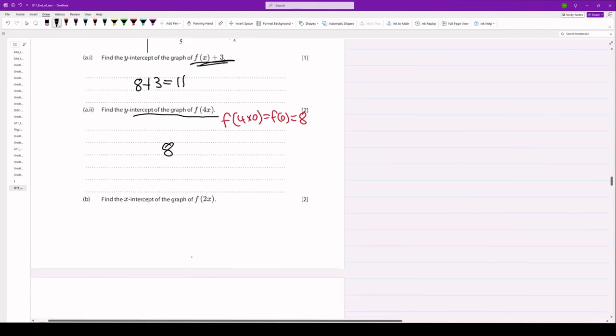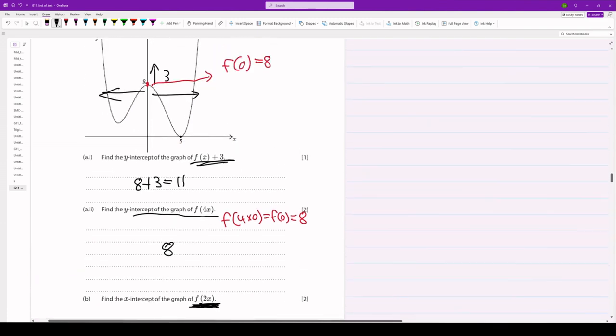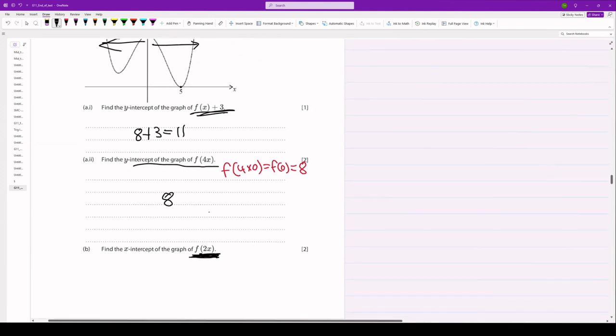And find the x-intercept of the graph, f equals 2x. Well, it stretches it. I should have maybe noted, it stretches it by the inverse of this coefficient. So if this is 4, it would stretch it by a factor of 1/4. This is 2, so it stretches it by a factor of 1/2. I will at some point make an entire video just about this. So if it doesn't make sense, come find me and I'll explain it properly to you.